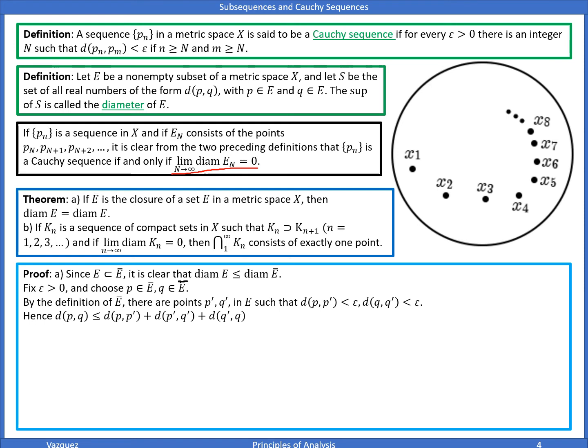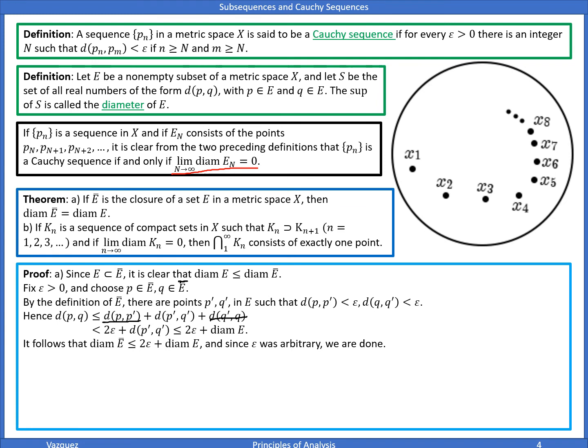Well, therefore, we can use the triangle inequality: the distance between P and Q is less than or equal to the distance between P and P prime plus the distance between P prime and Q prime plus the distance between Q prime and Q, which is less than 2 epsilon plus the distance between P prime and Q prime. Again, because this here was less than epsilon and this was less than epsilon. Now, that's less than or equal to 2 times epsilon plus the diameter of E.